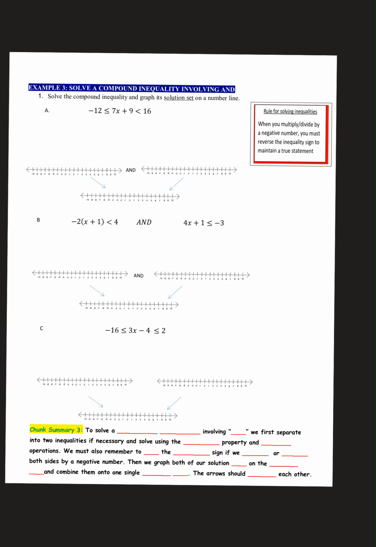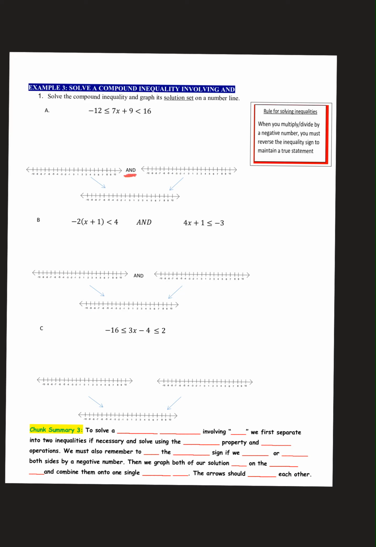All right, friends, welcome back for part 2 of 1-6, Compound Inequalities Notes. So, yesterday we talked about solving inequalities with OR statements, and today we're going to talk about AND statements.